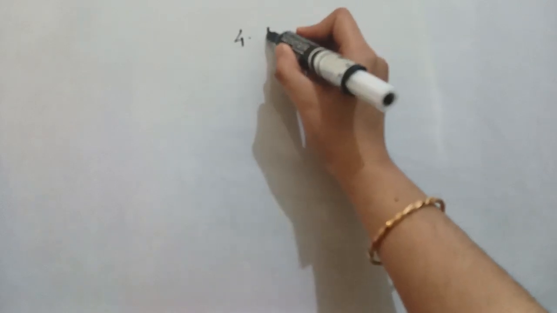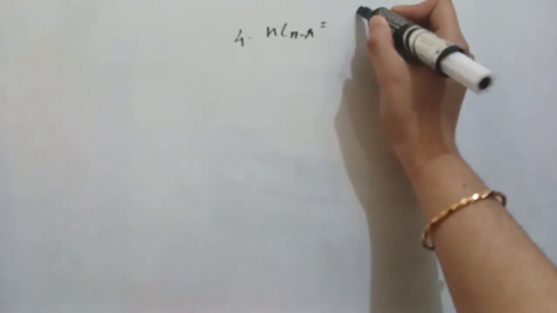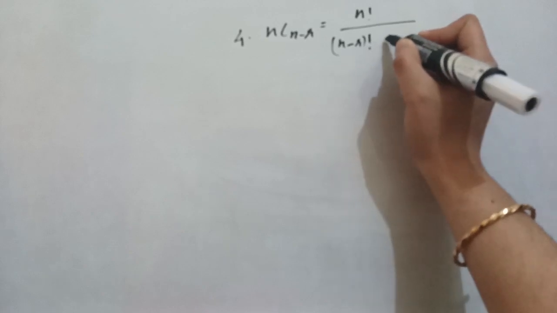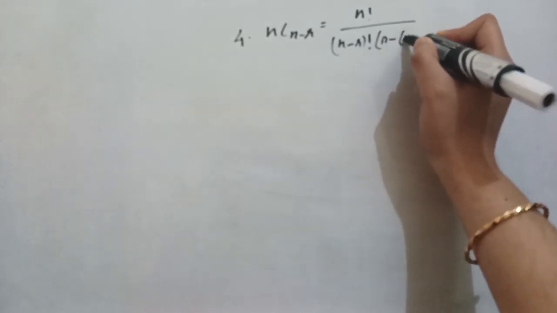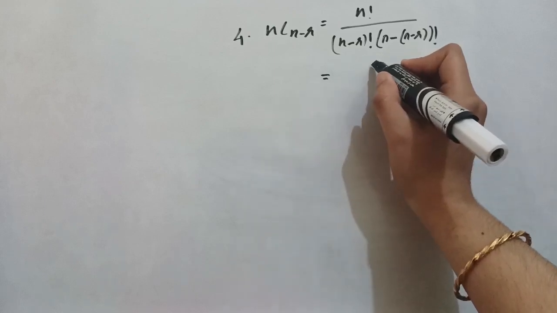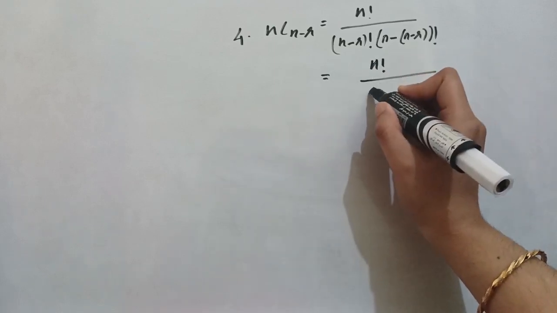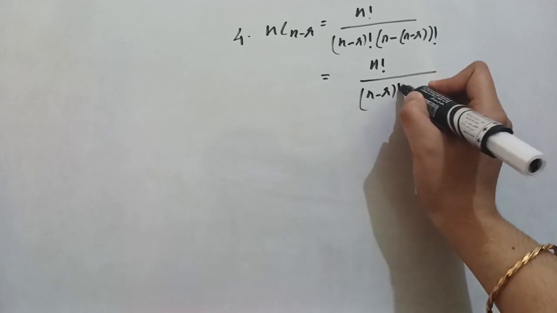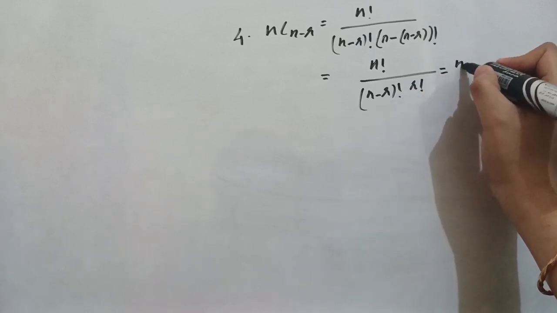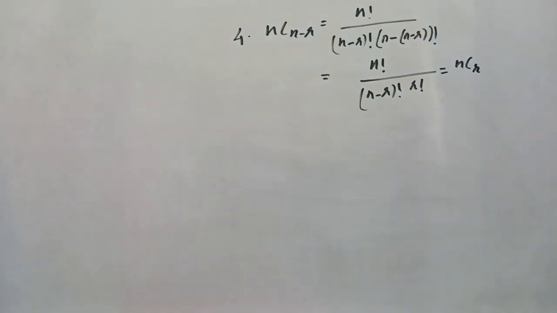Fourth property, nC(n minus r) equals n factorial divided by (n minus r) factorial into n minus of n minus r factorial, which is equal to n factorial by n minus r factorial into r factorial, which is also equal to nCr. That is, selecting r objects out of n objects is the same as rejecting n minus r objects. That is, nC(n minus r) equals nCr.